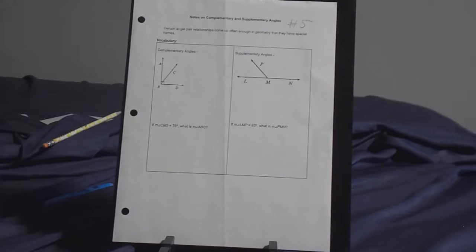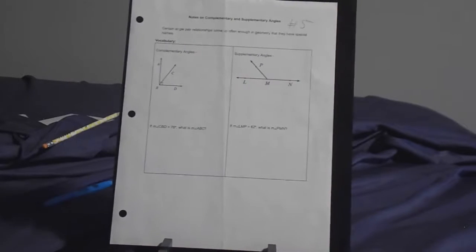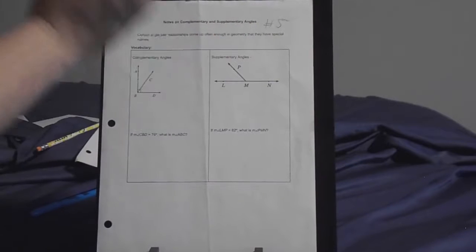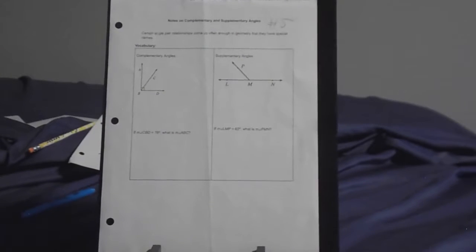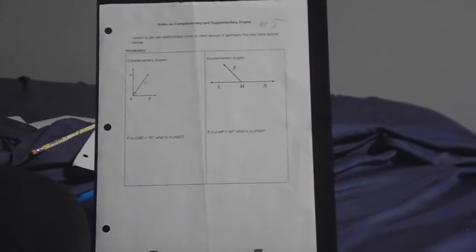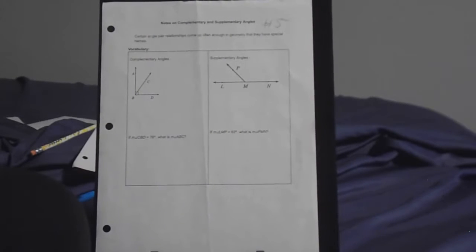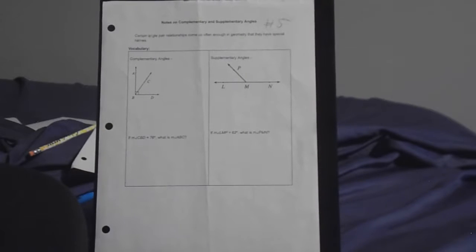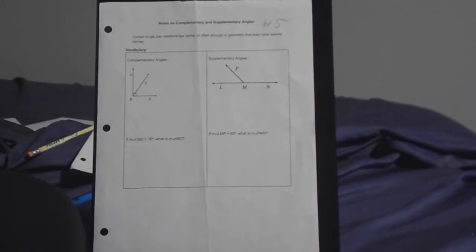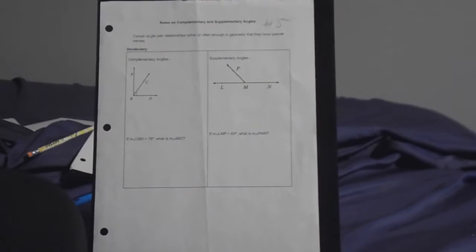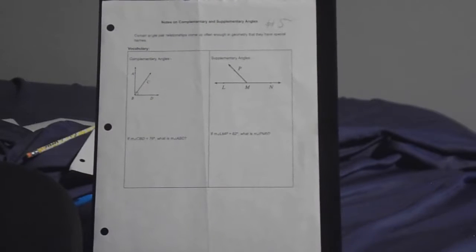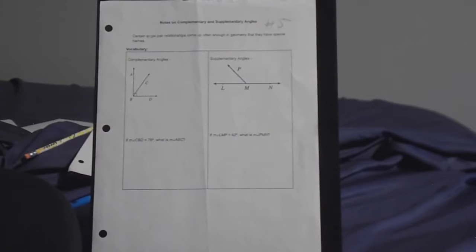Okay, welcome to our notes on complementary and supplementary angles. It's our fifth set of notes in this unit. In math with angles, we have three ways to describe them. One way we can describe angles is if they're congruent, which means two angles are the exact same. Today I'm going to teach you two more ways to describe an angle pair.